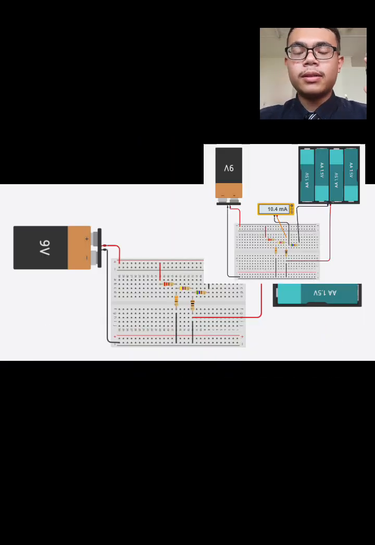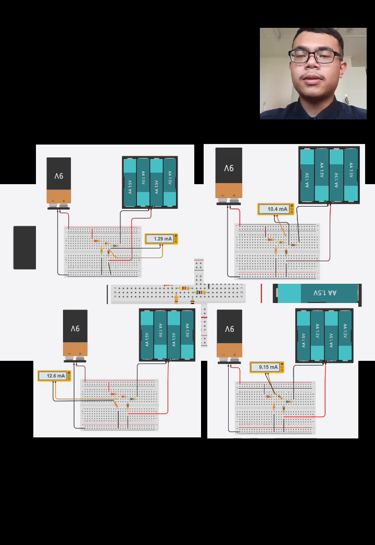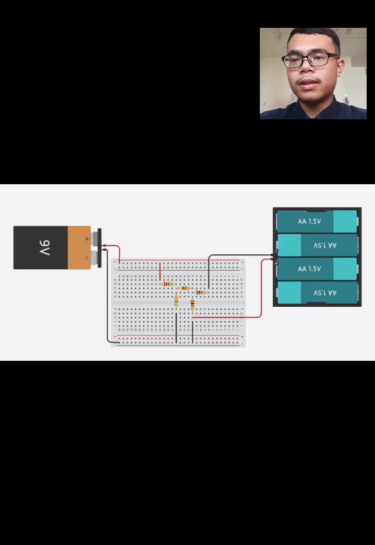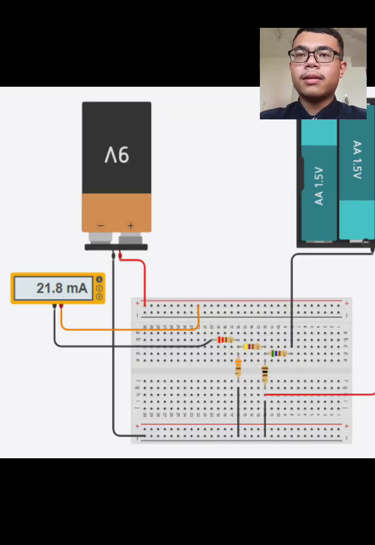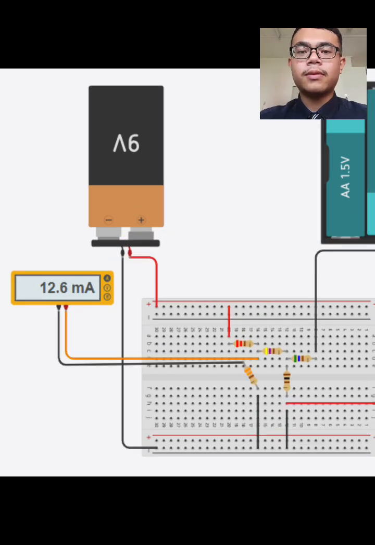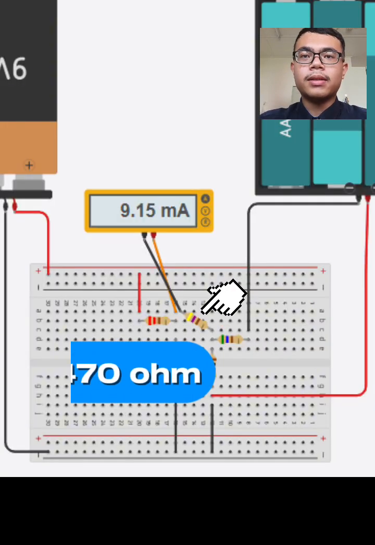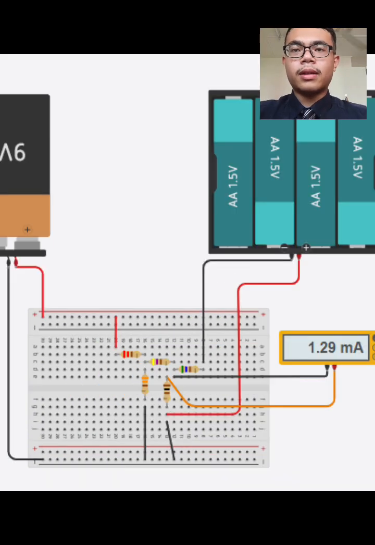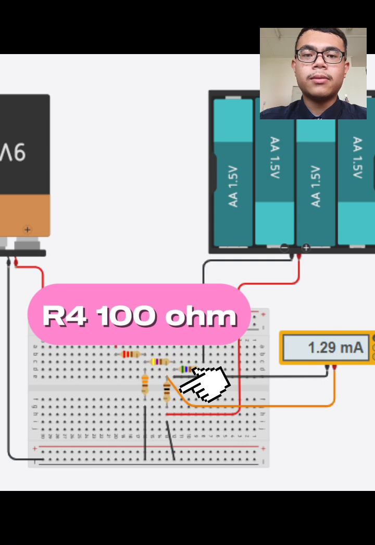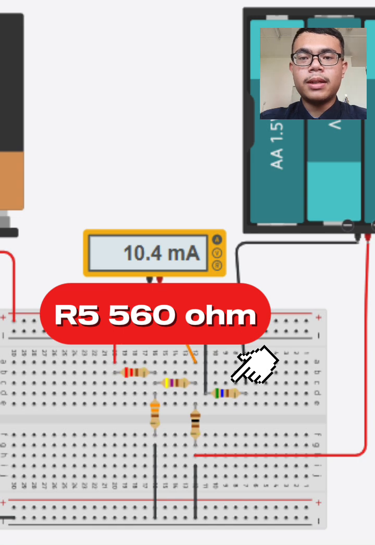And I will be explaining the simulation results. This simulation is to prove that mesh analysis can be used to calculate current flow when there are multiple battery sources, and in this case, 6 volts and 9 volts are used. After running the simulation, we get that the current flow through R1 is 21.8 mA and the current flow through R2 is 12.6 mA, while the current flow through R3 is 9.15 mA and the current flow through R4 is 1.29 mA, and finally the current flow through R5 is 10.4 mA.